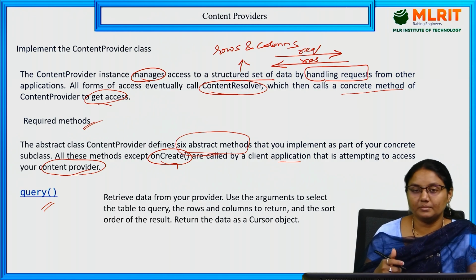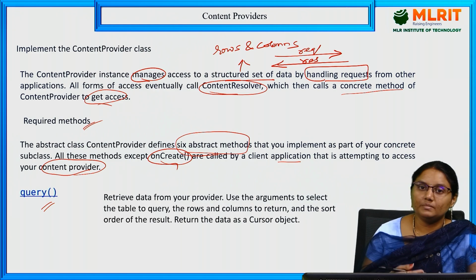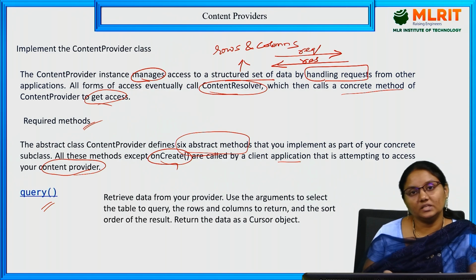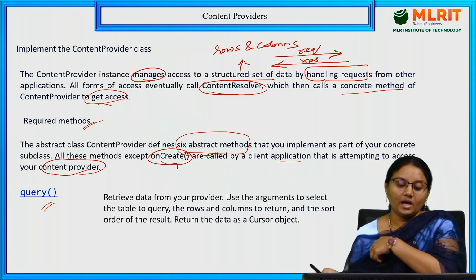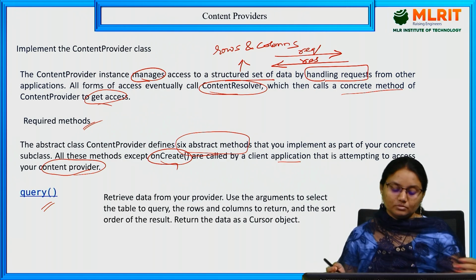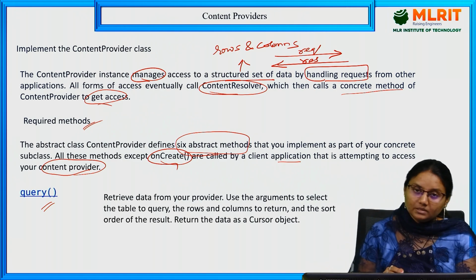The best example is the registration form: name, email, mobile, which we have seen in the previous sessions. The user has to give his data, then only it can be stored. The data can be stored in the data storage area, and the content can be provided by using a content provider. So what are the methods that are required?